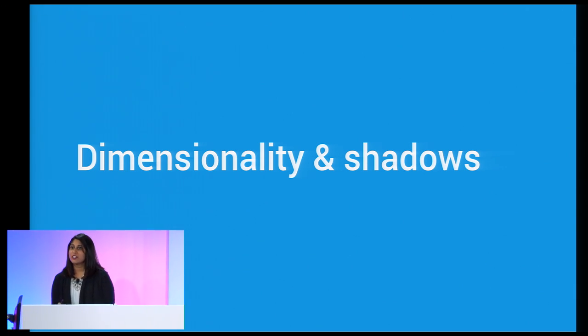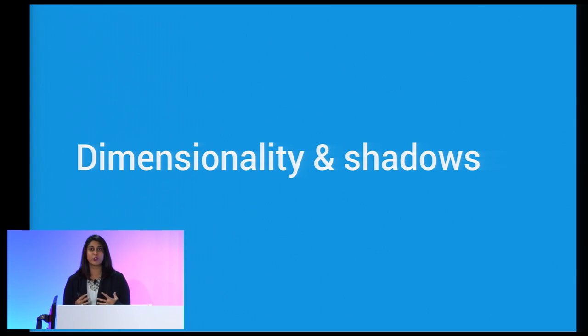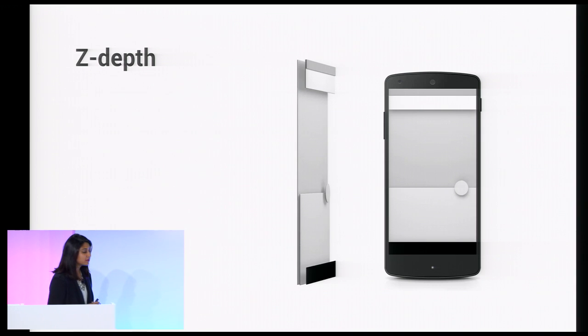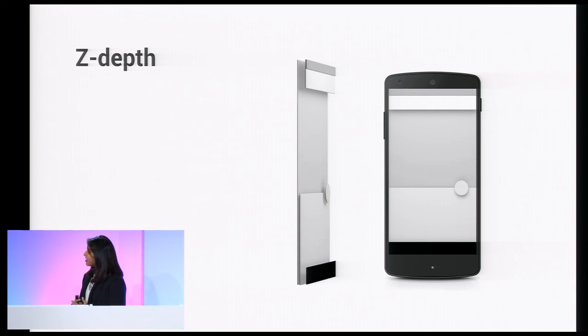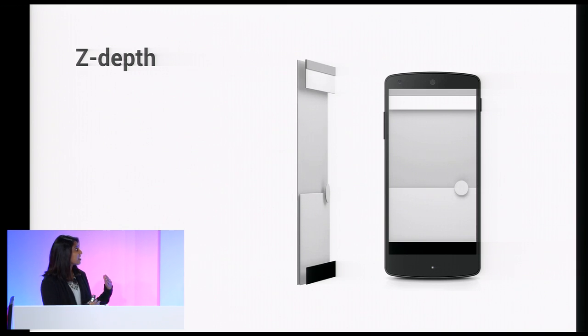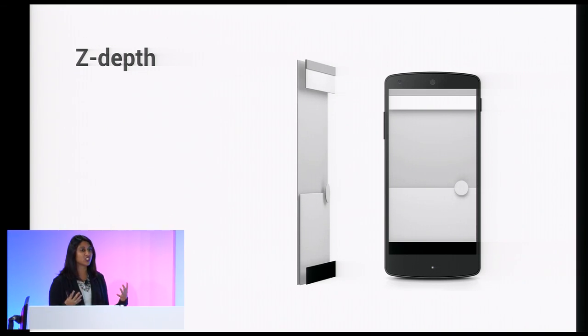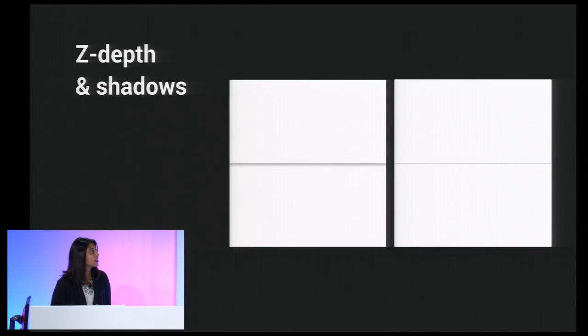All right, depth. Dimensionality and shadows and depth are very important in material design. So it helps to think of your UI as existing in Z space, not just X and Y. Depth shouldn't just be ornamental. Depth should be giving users hints of how sections relate to each other and move in ways that seem plausible. Once you understand the relationship of how sections in your UI relate to each other, then you can start adding shadows and dimensionality to things.